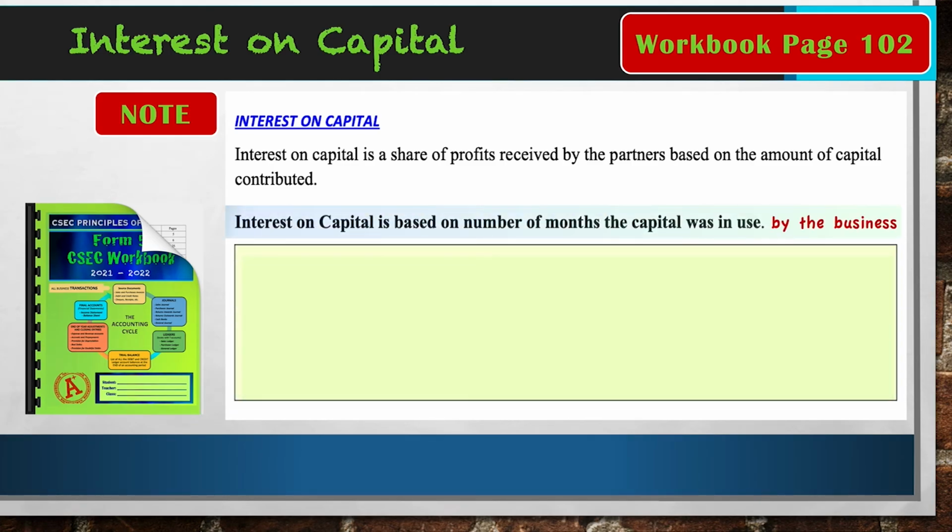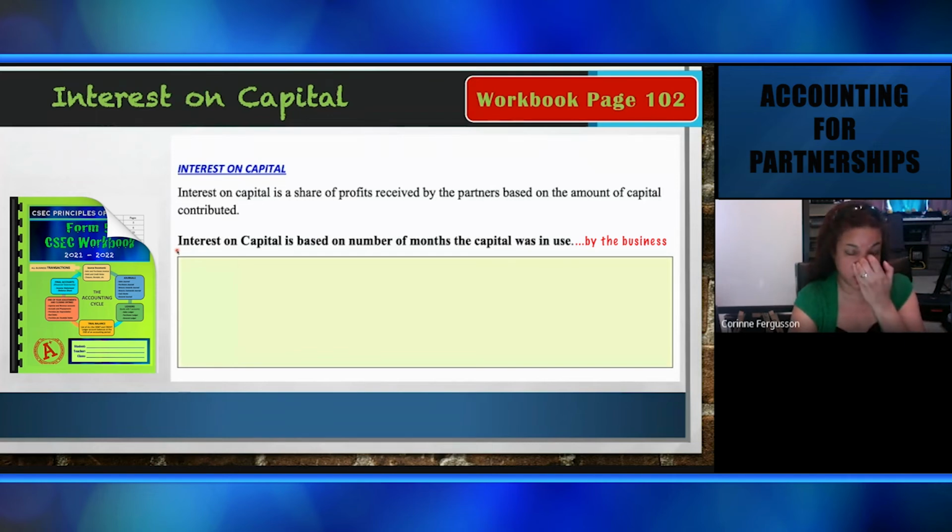So you can just write down next to your notes, underneath: interest on capital is based on the number of months the capital was in use. In other words, it will be from when you invested till the end of the accounting year.